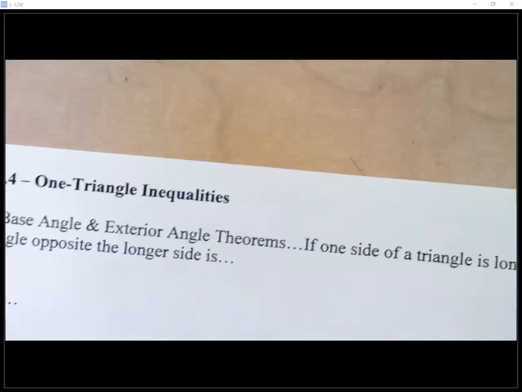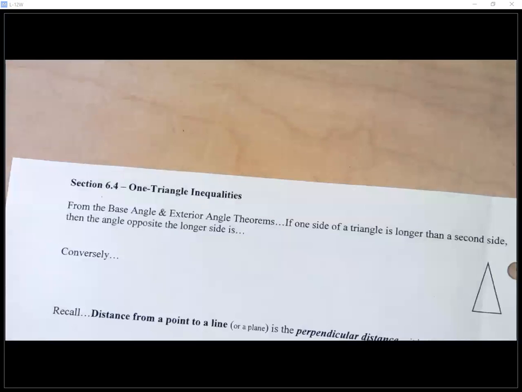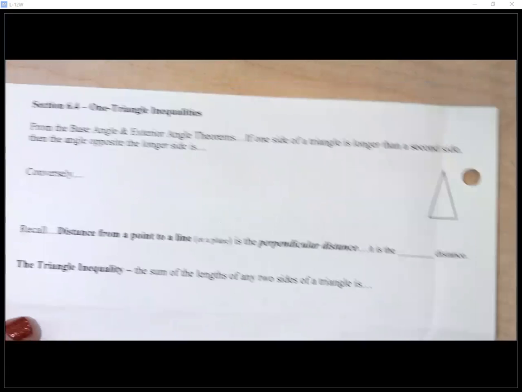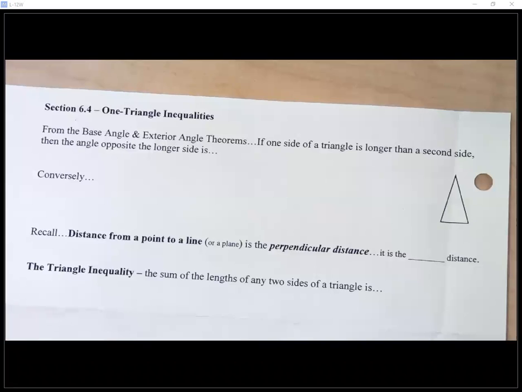Okay, everybody, let's take a look at 6-4, one triangle inequalities. All right, so let's take a look at what we have here. It says, from the base angle and exterior angle theorems, if one side of a triangle is longer than the second side, then the angle opposite the longer side is, take a wild guess.